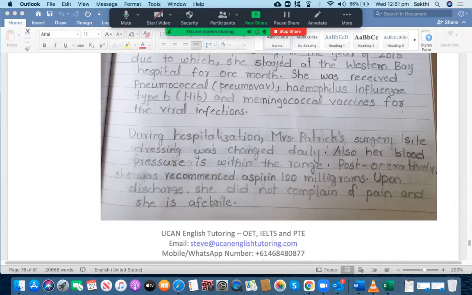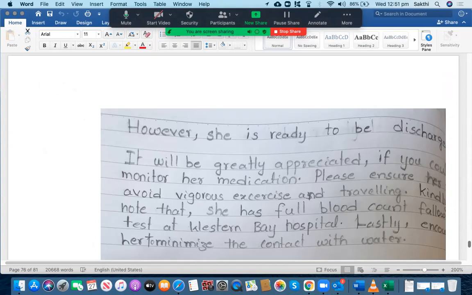All right. Upon discharge, she didn't complain of pain and is febrile. Okay. That's okay. That's good. Let's go to the next one. However, she is ready to be discharged.